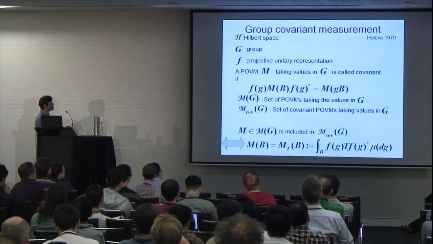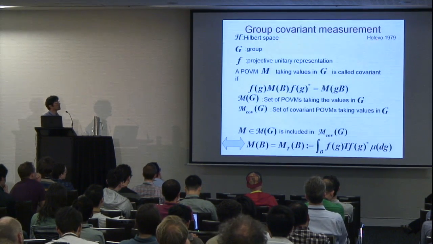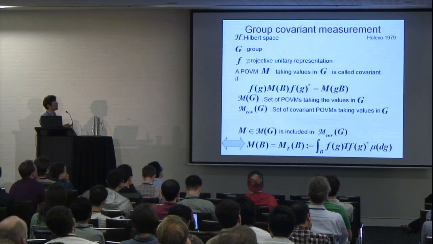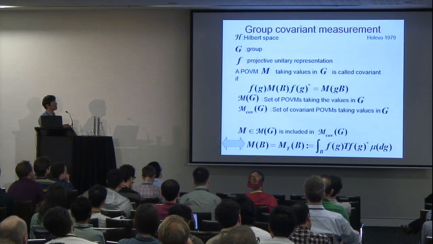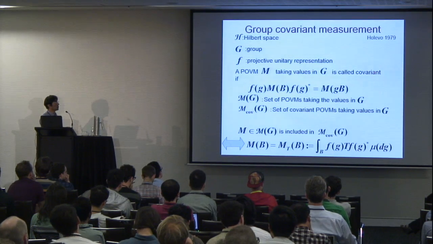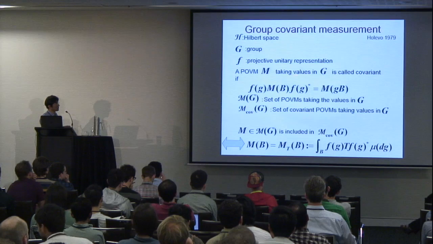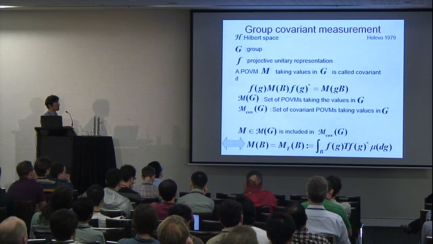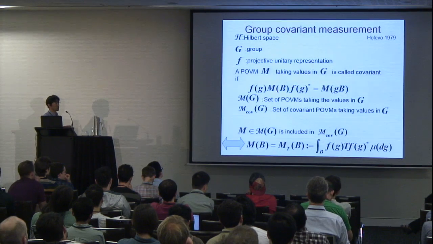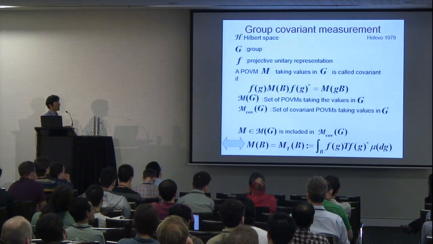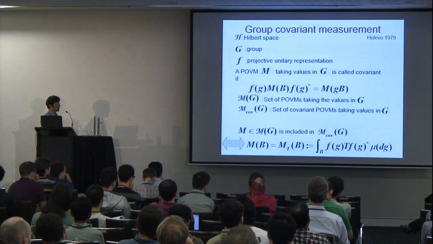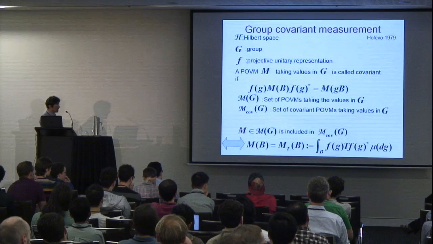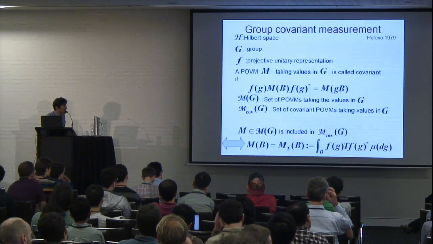So now we explain the group covariant measurement. This was originally introduced by Professor Holevo many years ago, before Schwarz factorization. So there is a Hilbert space, a group G, and a representation. A POVM taking values E is called covariant if the measurement satisfies this covariant condition. For arbitrary G, the application of this G is equal to this one. B is a set of outcomes, so a subset. In that case, we call it covariant, and now we consider the set of arbitrary POVMs taking values in the group G, and also the set of covariant measurements.